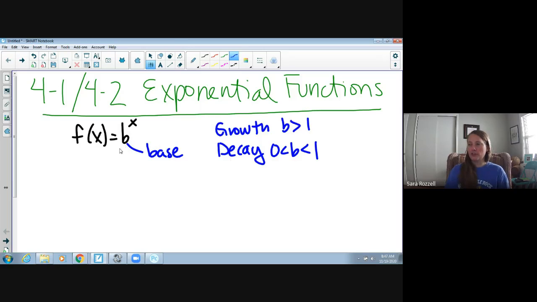When the base itself is just 1, it's not an exponential function, because what is 1 to any power? Yeah, 1 raised to anything is just 1, so that would just be a straight line. So that's not going to be an exponential function. So it's only for things that are not 1 for the base.